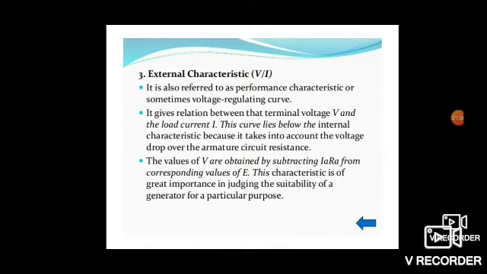And third one is external characteristics. It is the graph between V and I. It is also referred to as performance characteristics or sometimes voltage regulating curve. It gives relation between the terminal voltage V and the load current I. This curve lies below the internal characteristics because it takes into account the voltage drop over the armature circuit resistance. The values of V are obtained by subtracting the IaRa from the corresponding value of E, that is E minus IaRa equals V. This characteristics is of great importance in judging the suitability of a generator for a particular purpose.